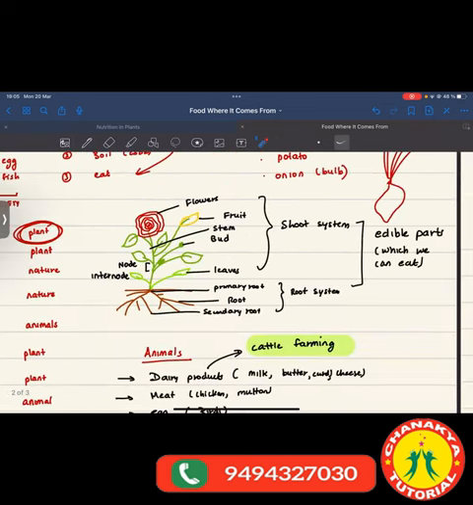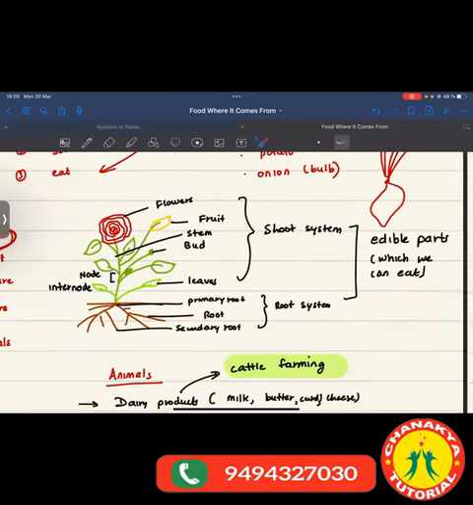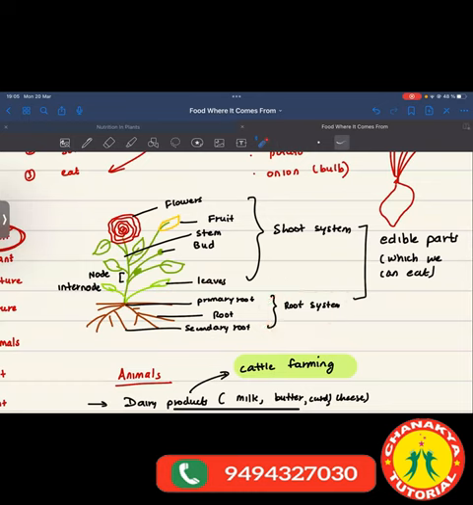So the shoot system is the most edible part of the plant. It's not only the shoot, it's also the root. Can you tell me examples of vegetables that are roots and can be consumed?